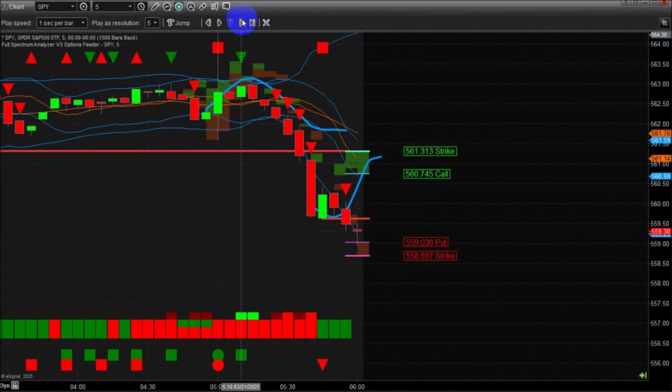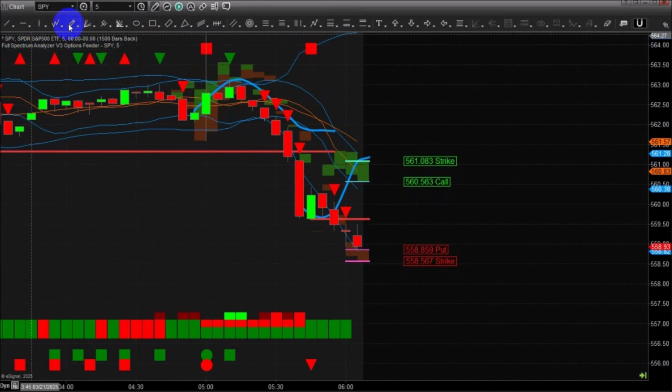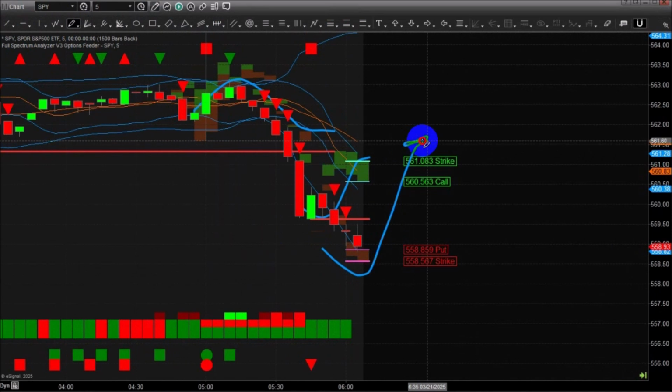Still warning of upward trending. See all of this? This green down here at the bottom? To me, that means that you should be preparing for a roll to the upside. That's what that's warning.